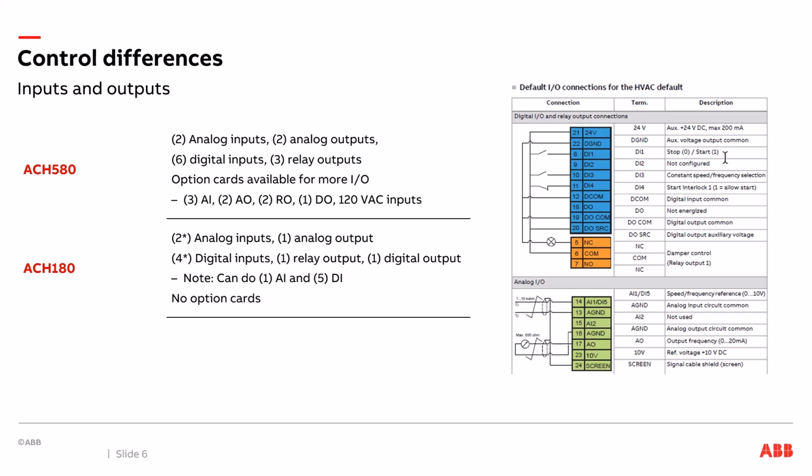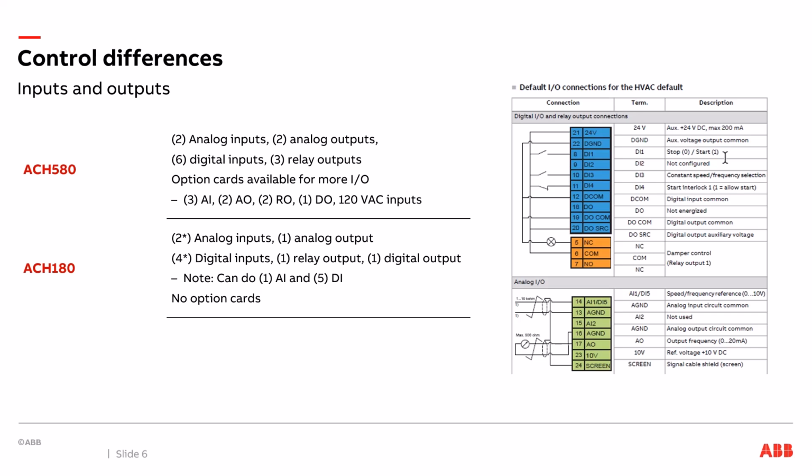So less than what you had in the ACH580. We're dealing with the micro compact drives now, so it's going to have less I/O. You'll notice I have the little asterisks there by the 2 and the 4. One of the inputs is programmable to be either an analog input or a digital input. So if I needed a 5th digital input and I only needed 1 analog in, I could set up that drive to be 1 AI and 5 DI. So it's either 2 analog inputs with 4 digital inputs, or I can redefine one of them so it's only 1 analog in but gives me 5 DIs. So you've got a little bit of flexibility there.